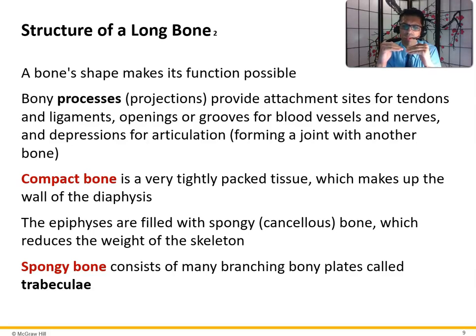If you were all compact bone, it would be very difficult for you to walk, and you'd have trouble with your throwing, as your upper extremity would be so heavy. So the spongy bone takes some of the weight off, and it gives flexibility as well. It has branching bony plates called trabeculae.